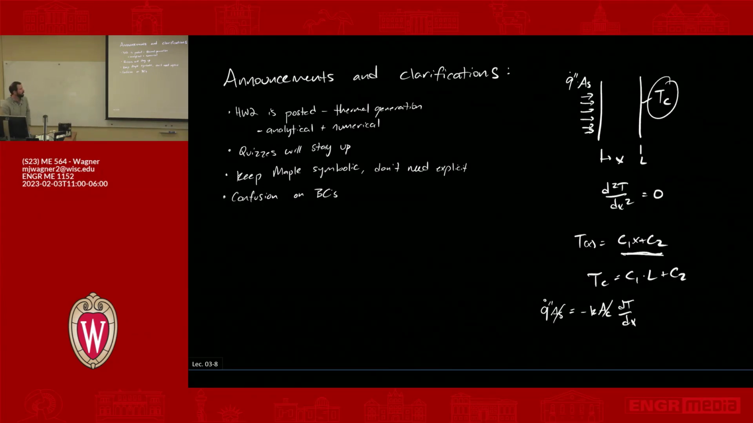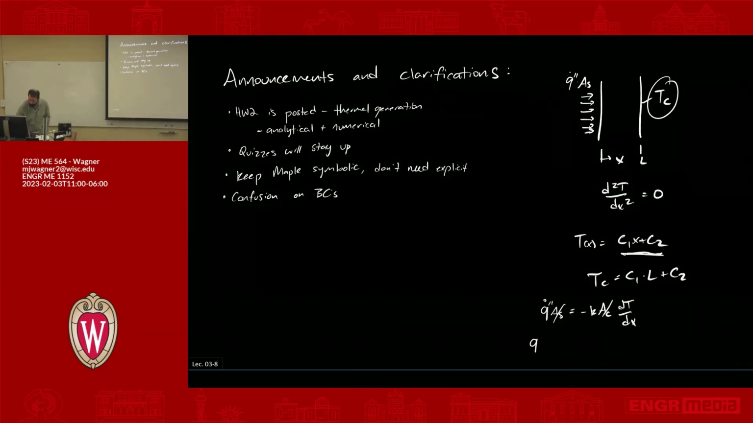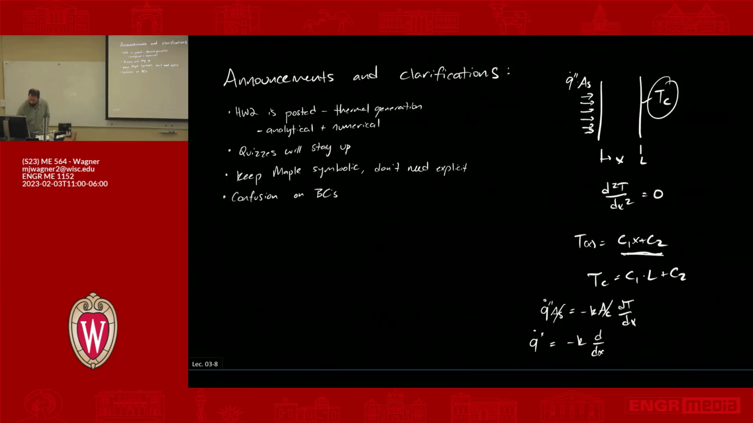When it comes to enforcing this boundary condition, what we're doing is saying I have a general solution for temperature here, and I can plug that general solution in any place I see T. So I need to take the derivative of that general solution in order to enforce this. This ends up being q dot double prime equals minus k d dx of C1 x plus C2, all of this evaluated at x equals 0.